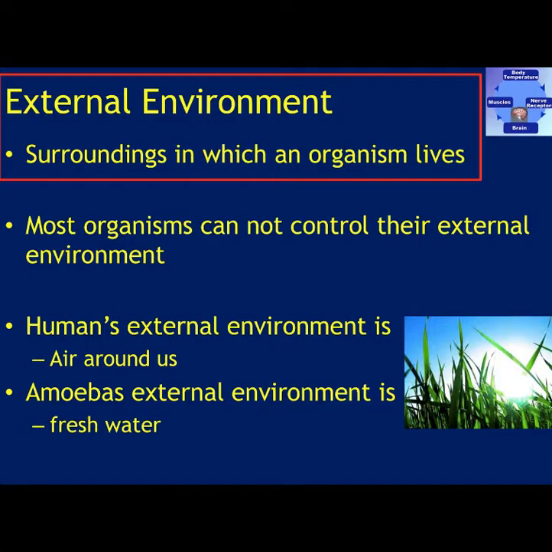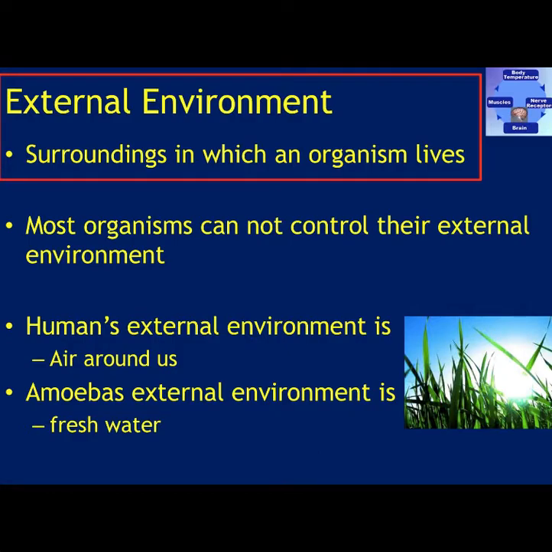We're starting now in the first row of our table, and this is the idea of an external environment. This is the surroundings in which an organism lives. So this is us. In winter when we're outside, it's cold. In summer when we're outside, it's hot. That is our external environment. Most organisms, including ourselves, can't control our external environment. So that can have huge implications for what goes on inside us.